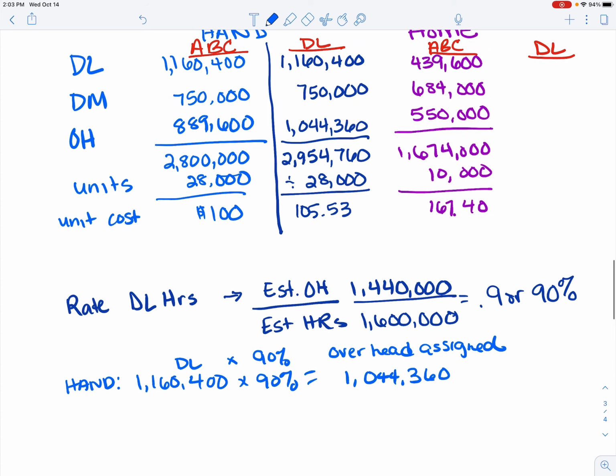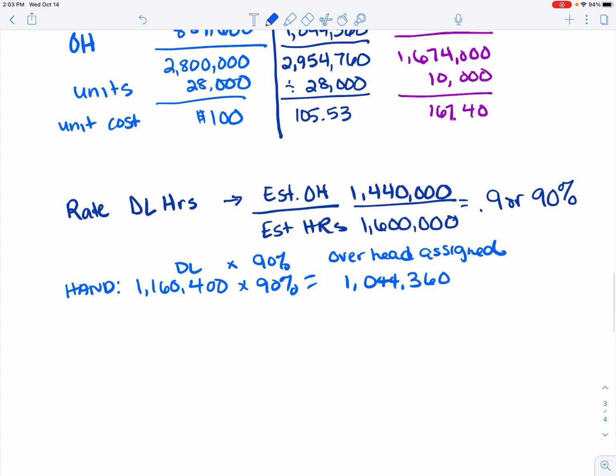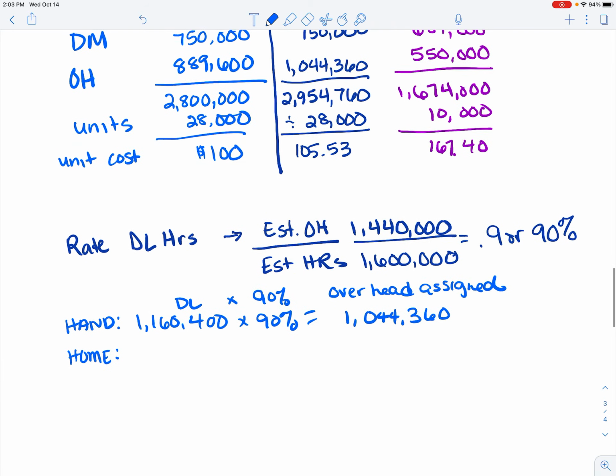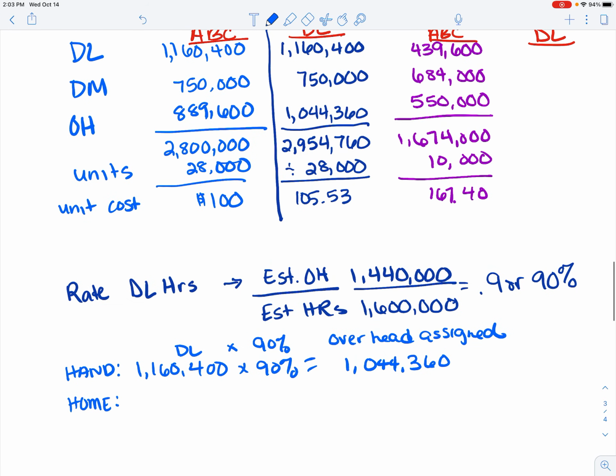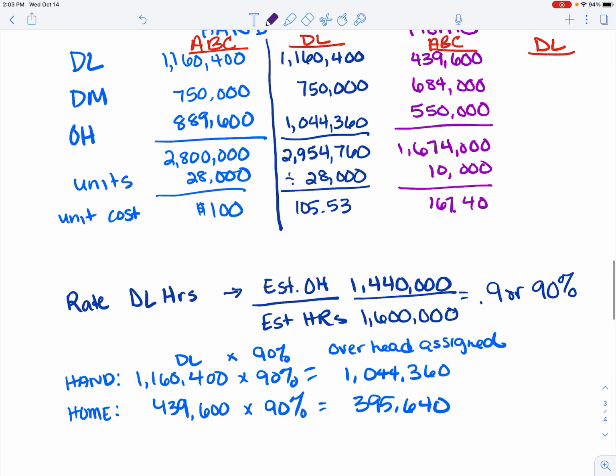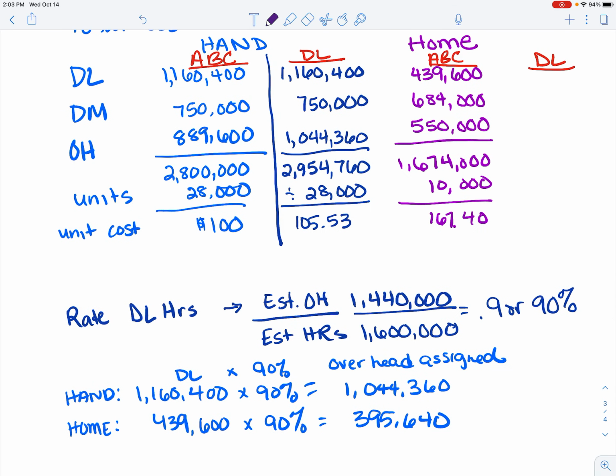So now let's go down and calculate how much overhead we should be assigning to the home product if we were using our direct labor hours. So the home product had 439,600 of direct labor. I multiply that by 90%, which would then give me 395,640. Go to a dark purple. I'm going to bring that in over here to my overhead number.